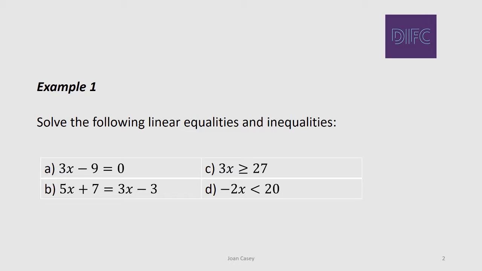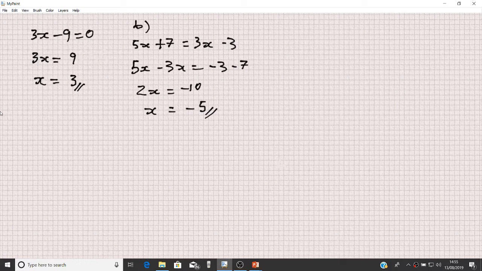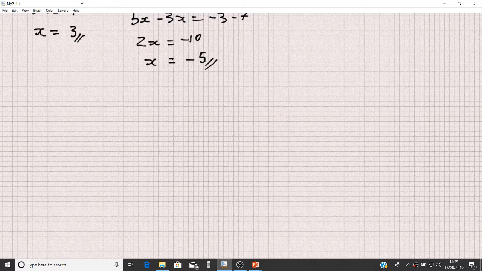So if we look at the next two, which are actually inequalities, C is: solve the inequality for x. We've got 3x is greater than or equal to 27. So we'll just take a quick look at that. 3x is greater than or equal to 27, example C. Okay, in this case we can divide out by the 3 and keep the inequality in the same direction. So x must be greater than or equal to 27 over 3, which is 9.